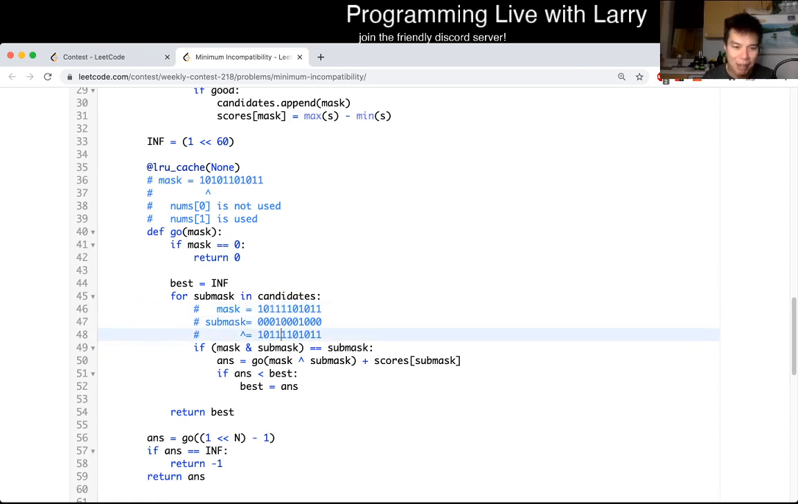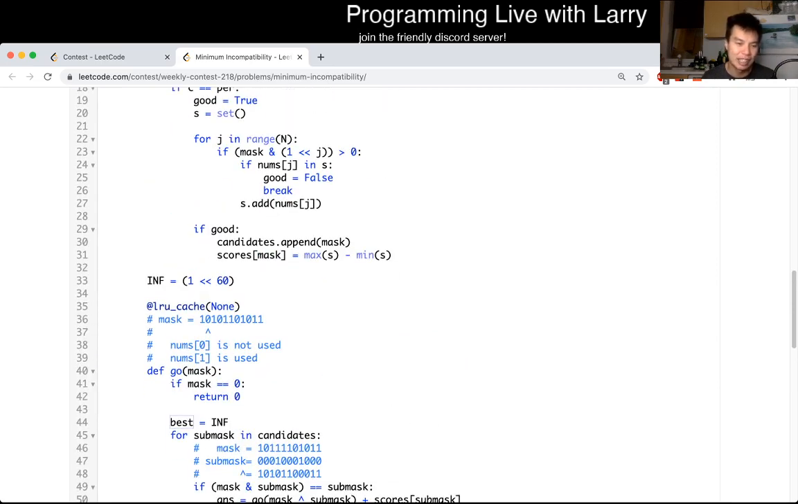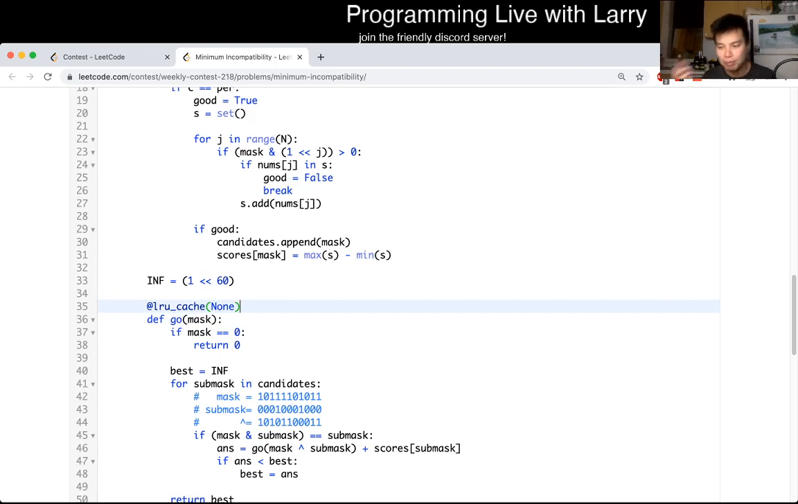and this is a good submask. That means that we flip this bit to zero and this bit to zero because we used them, right? So that's how I would phrase it. And then we have pre-cached scores for this submask that we already calculated. And then if this answer is smaller than best, because we minimize, we set that to best. And then we just return it. And the LRU cache allows us to save the answer. Yeah, and we'll go over the complexity of this after doing this part.